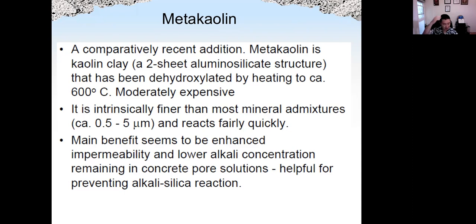The particle size is smaller than Portland cement, less than 5 micrometers. The reactivity is also pretty quick. The surface area of metakaolin is also higher compared to cement, which also contributes to its higher reactivity. Metakaolin can also make the concrete less permeable, and can reduce the alkali concentration if alkali silica reaction is a concern. Again, we will talk about ASR, or alkali silica reaction, in future lectures.